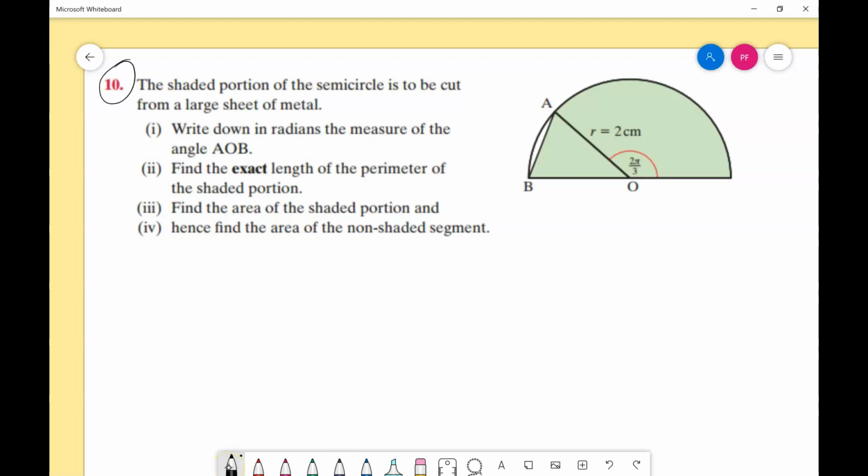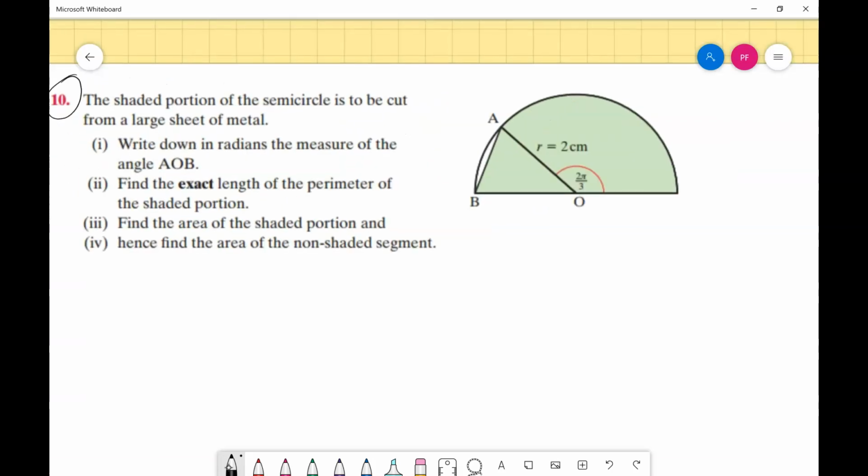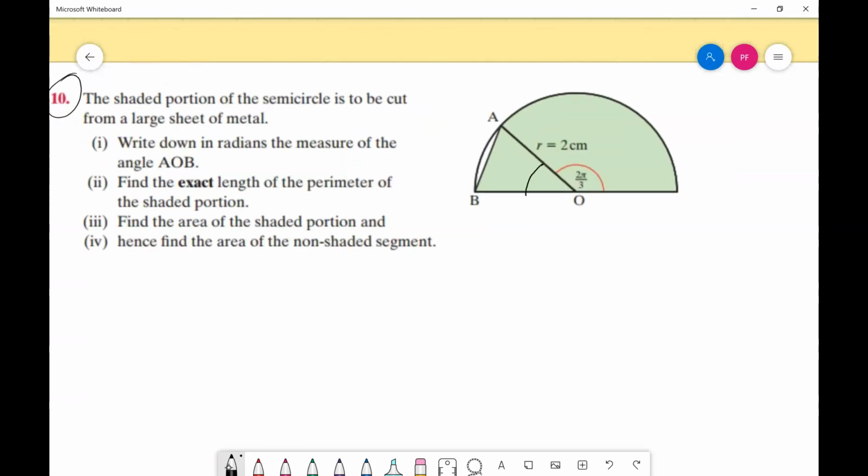Okay, the shaded portion of the semicircle is to be cut from a large sheet of metal. Write down in radians the measure of the angle AOB. So AOB, that's this angle here. So in radians, what's that?